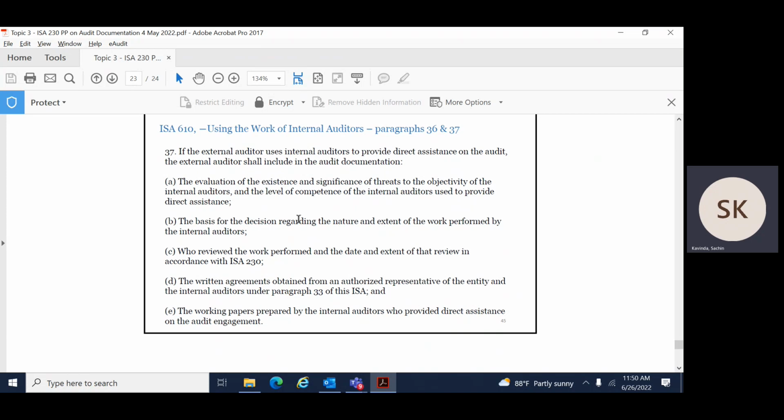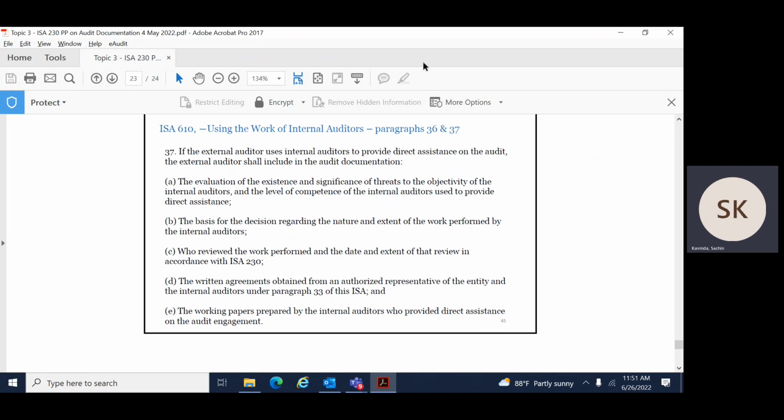The basis for the decision regarding the nature and extent of the work performed by the internal auditors, right? Nature and extent. We have to look at that as a base. The decision regarding the nature and extent of the work performed by internal auditors, who reviewed the work performed, and the date and extent of review in accordance with ISA 230.